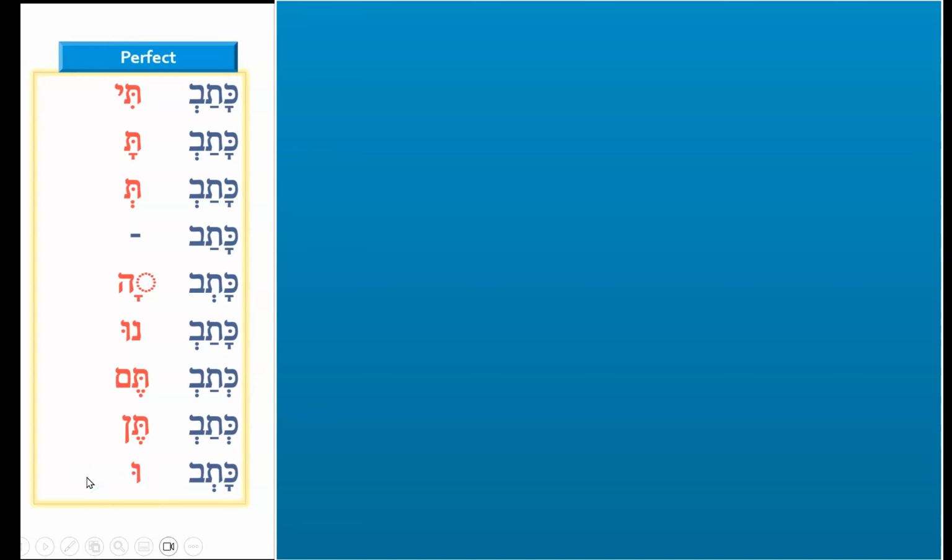Now, I just said it's easy to learn them if you are memorizing them with the pronoun. Let's go over them again: ani katavti, אתה כתבת, את כתבת. See how it correlates? הוא כתב, היא כתבה, with an extra hey at the end. Look at this: אנחנו כתבנו, אתם כתבתם, אתן כתבתן, הם כתבו.